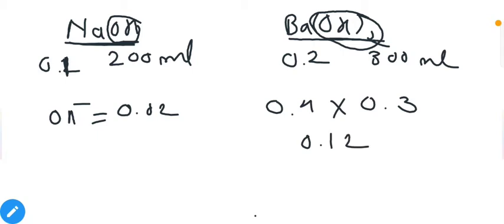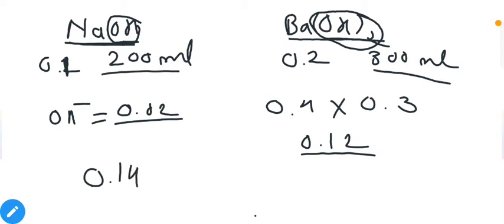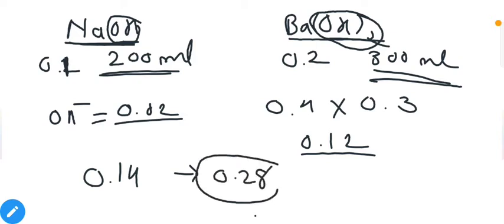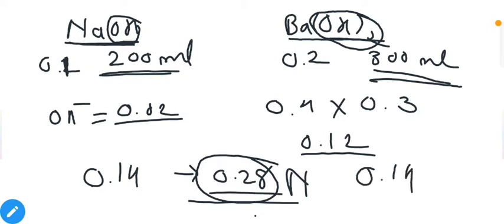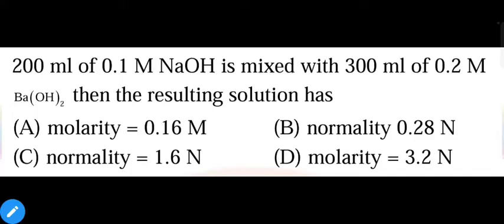Okay, so now total 0.02 plus 0.12, so it is 0.14 in 500 ml, 200 from the first, 300 from the second. So in 1 liter it will be doubled, that means 0.28. So this will be our normality. So the molarity will be 0.16 and the normality will be 0.28. Now let us check our options.